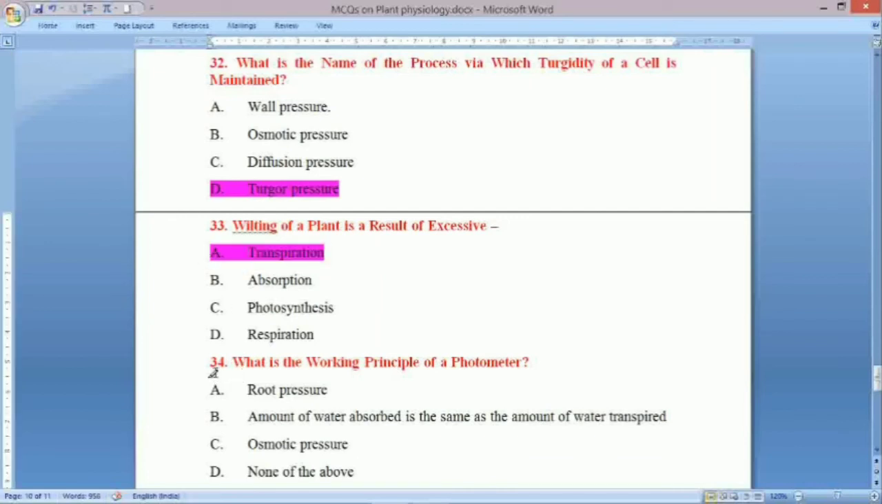Next question, question number 34. What is the working principle of a potometer? Option A, root pressure, B, amount of water absorbed is the same as the amount of water transpired, C, osmotic pressure, and D, none of the above. And here the right answer is option B, amount of water absorbed is the same as the amount of water transpired.